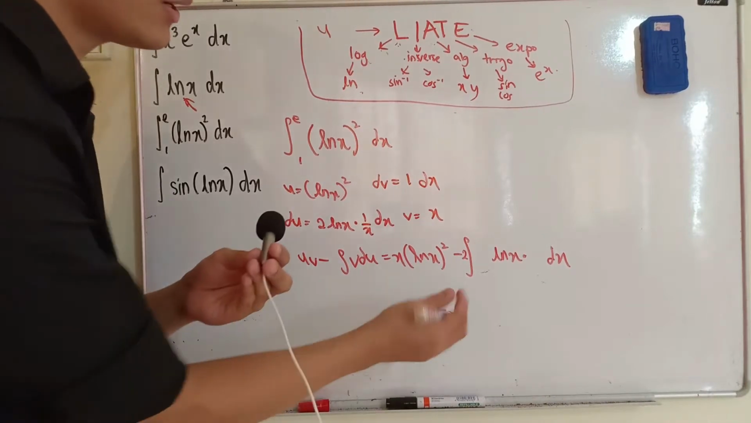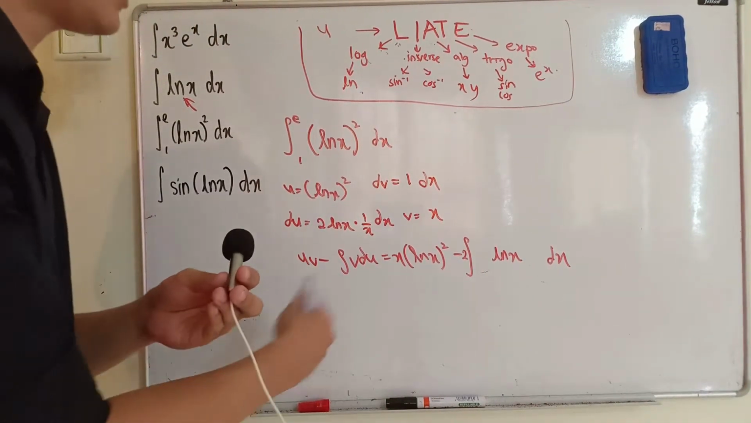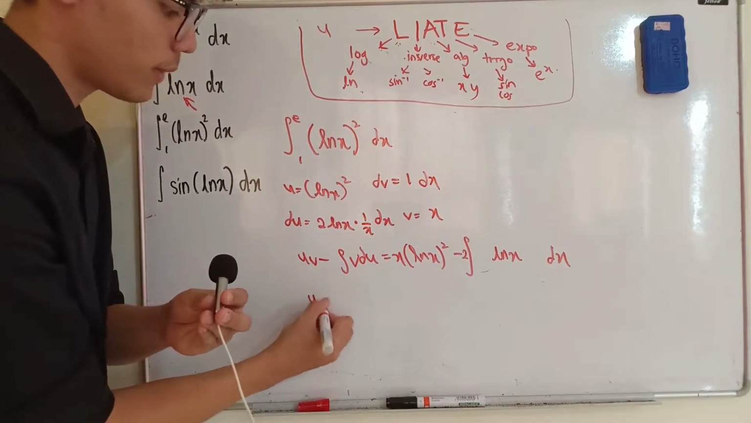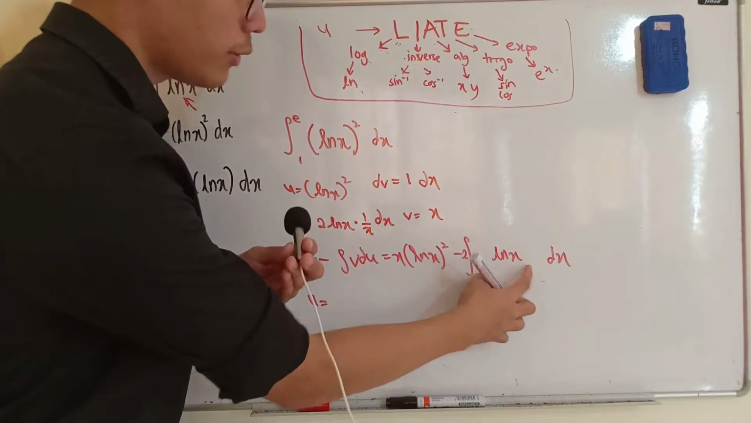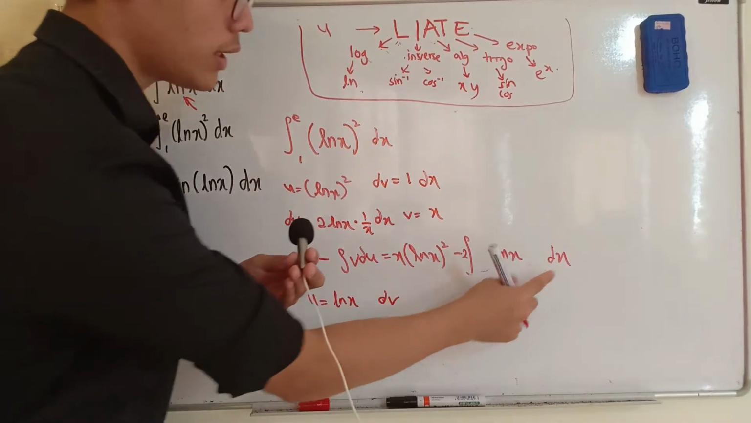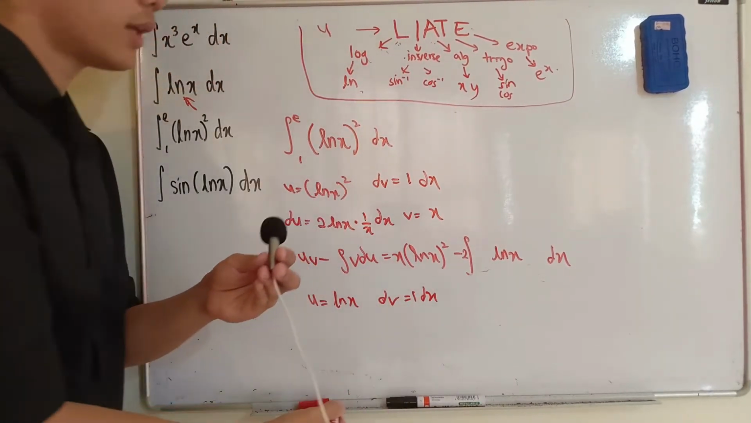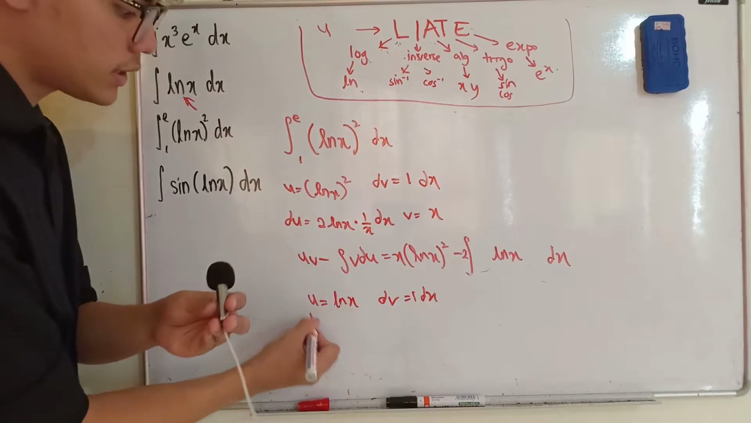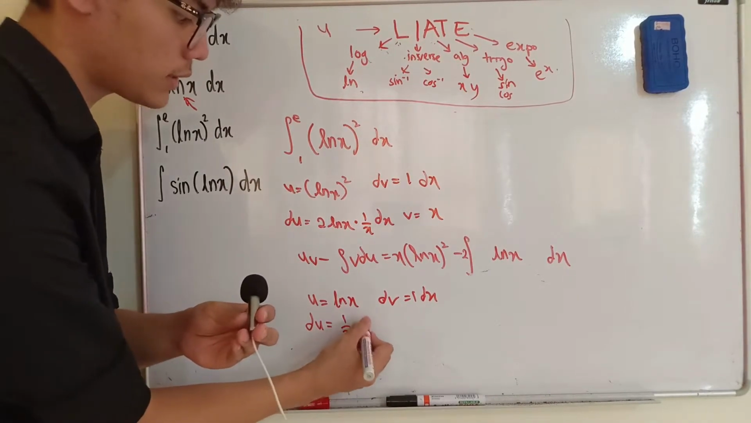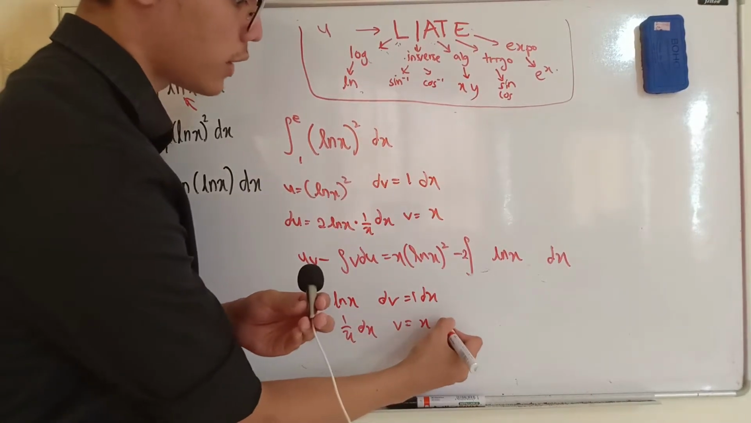Okay, so since I still cannot get the final answer, what I need to do is repeat the integration by parts. So I need to choose my u. My u is ln s. My dv is the rest, which is ds over here, 1 ds also can. Now I just differentiate my ln s, which is 1 over s ds. Then integrate my dv, which is going to be s over here.